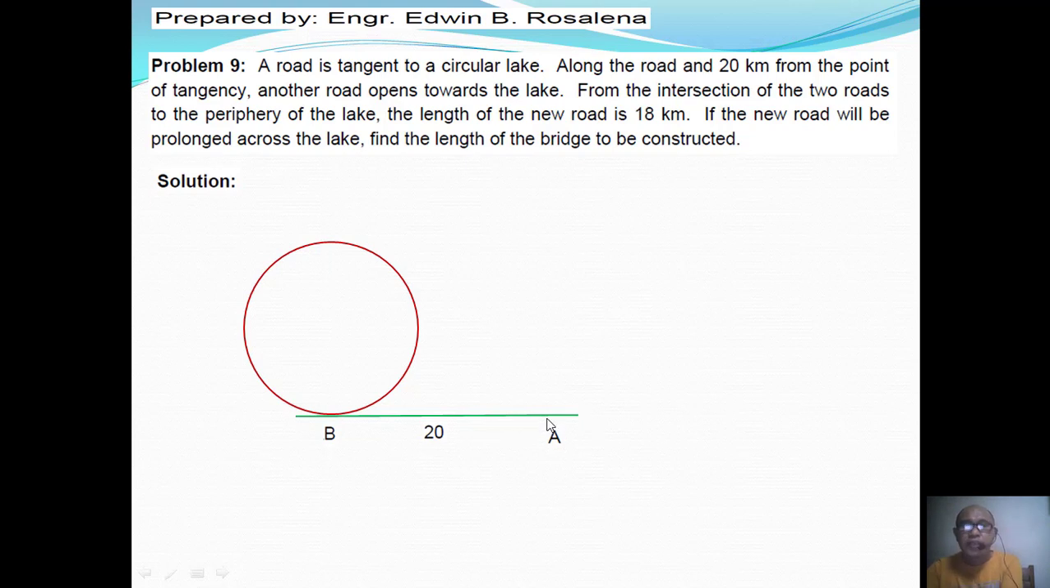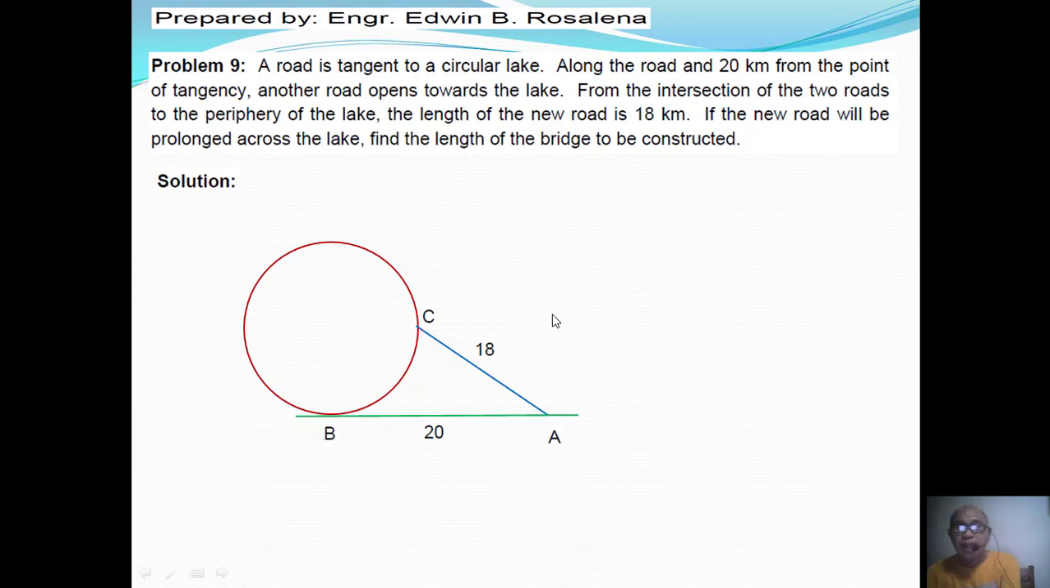Okay. Another road. So from the intersection of the 2 roads, another road opens towards the lake. So parang ganito. So from the intersection of the 2 roads to the periphery or the circumference of the lake, the length of the new road is 18. So, if the new road will be prolonged across the lake, so the new road will be prolonged to cross the lake. Find the length of the bridge to be constructed.